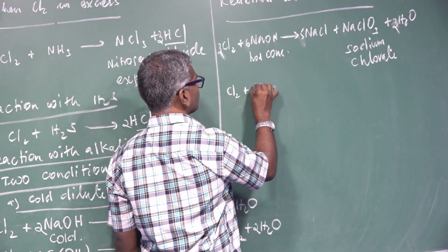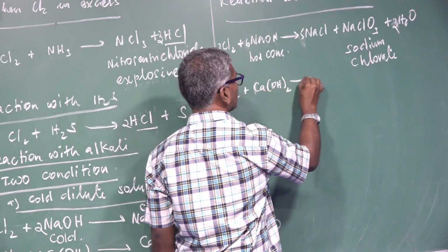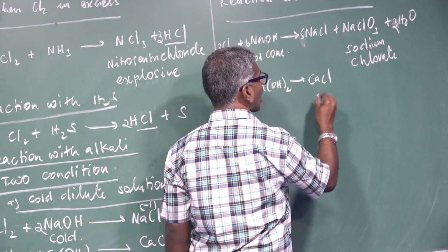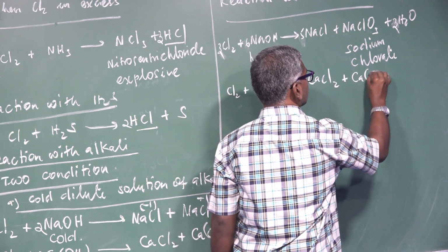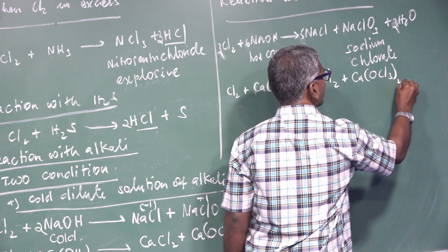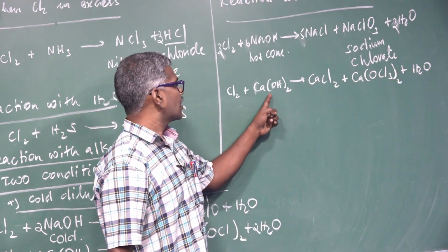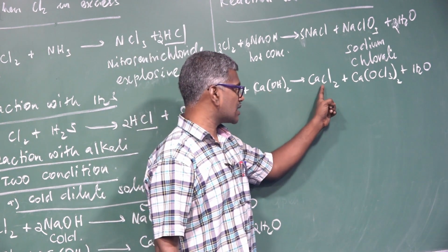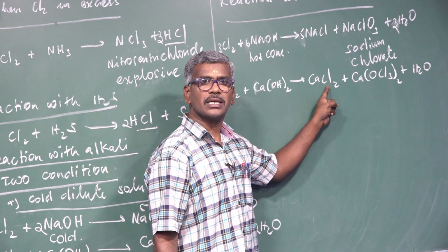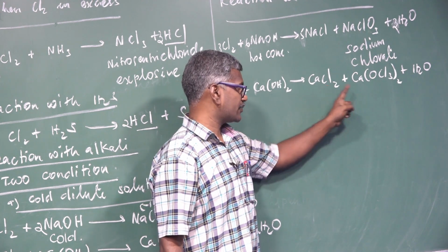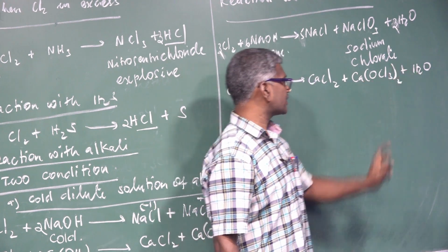Chlorine reacts with Ca(OH)2 twice, it forms calcium chloride, another one, twice, plus H2O. This one is named calcium hydroxide, this one is named calcium chloride, because the calcium valency is plus 2, chlorine valency minus 1. This is calcium chlorate, this one water.